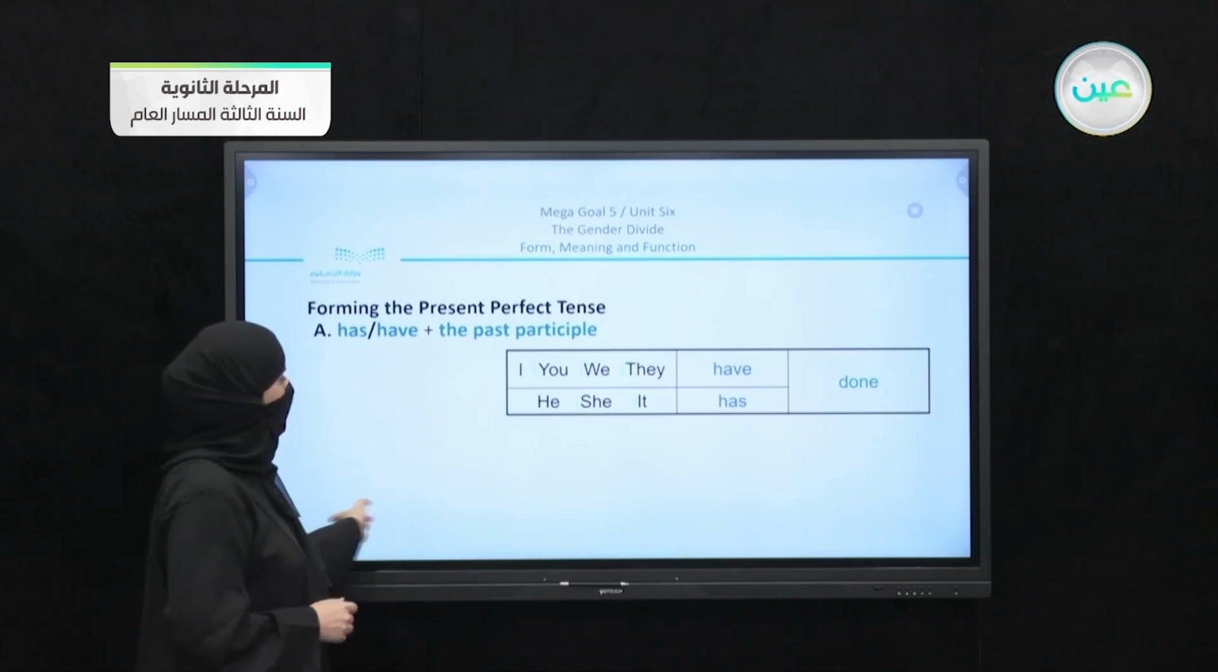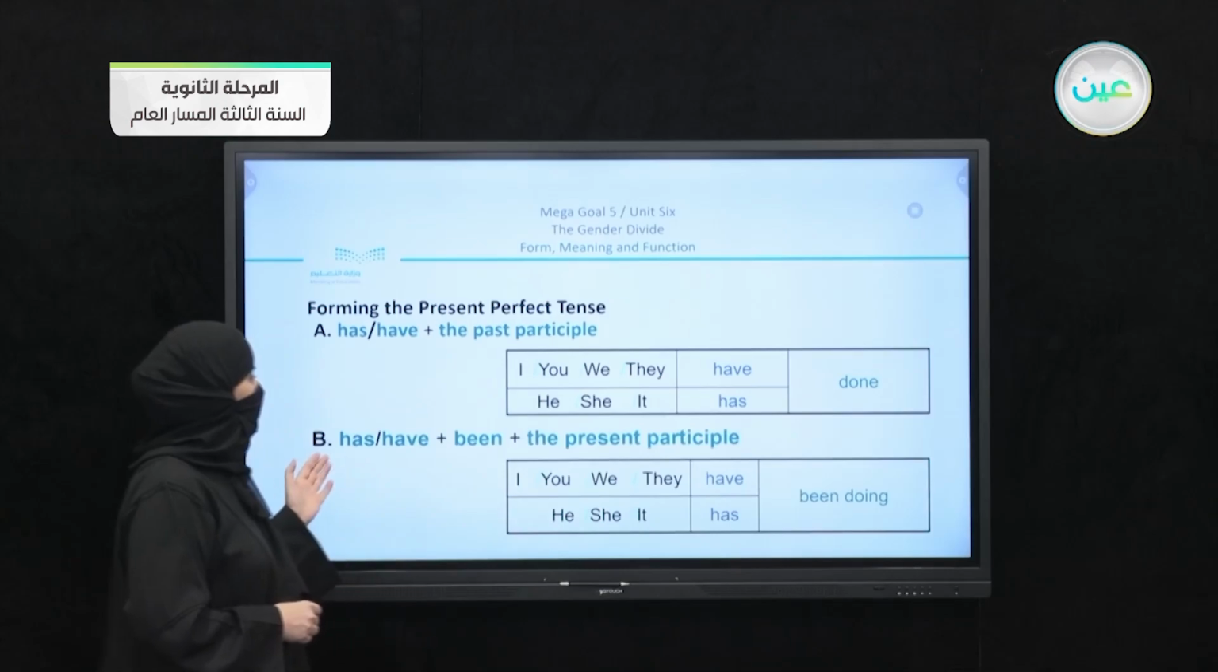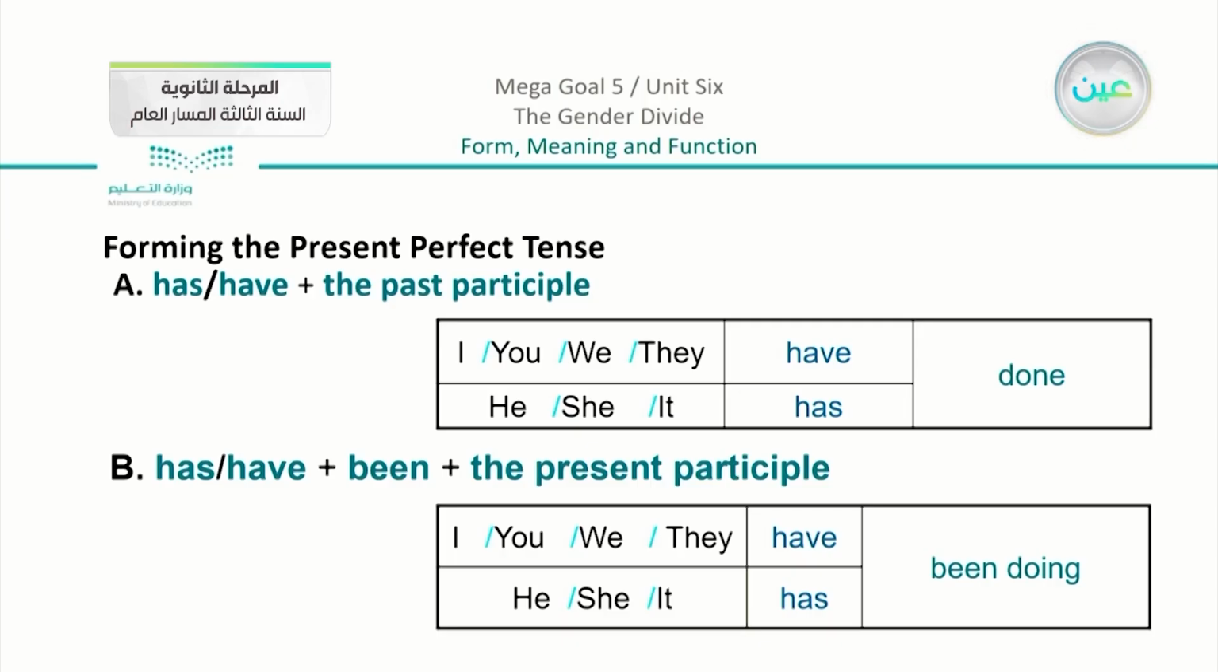We have the other, which is the present perfect progressive, meaning that we have here either using the plural or the singular has and have with been, as we mentioned before, and we have the verb ing.